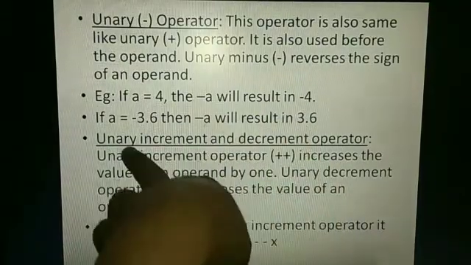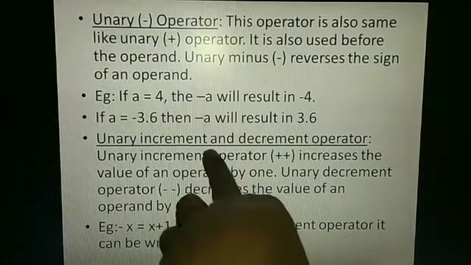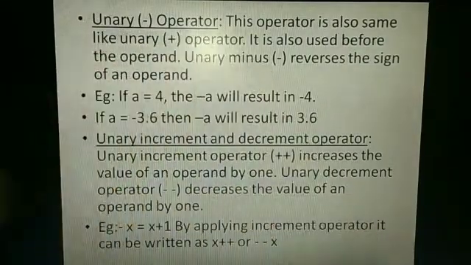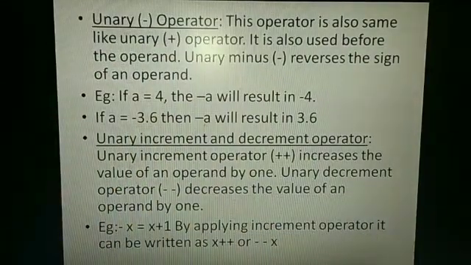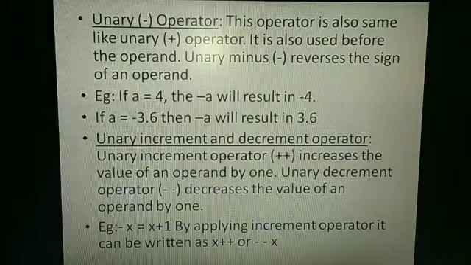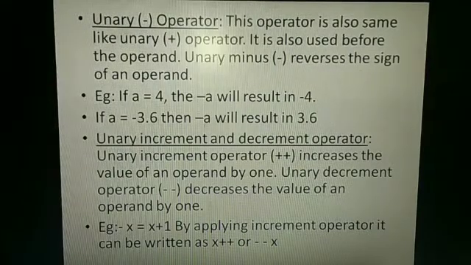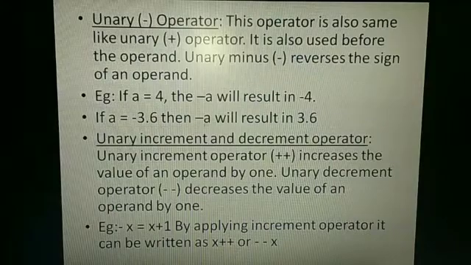The next one is unary increment, that is plus plus, and unary decrement, that is minus minus. Just see here. The unary increment operator plus plus increases the value of an operand by 1. In unary increment and decrement, the value increases by 1 and decreases by 1. In unary plus and unary minus, you will not get that.